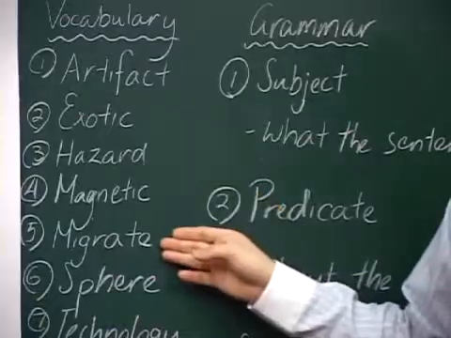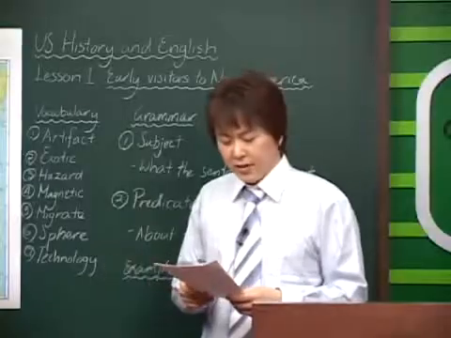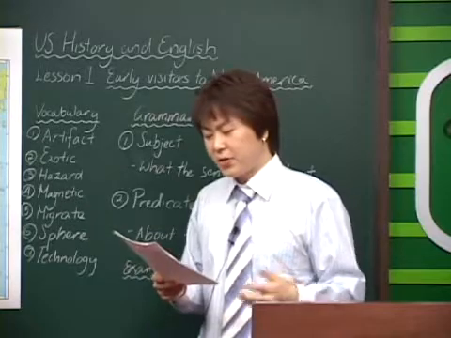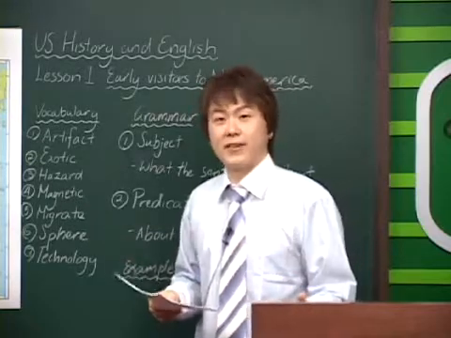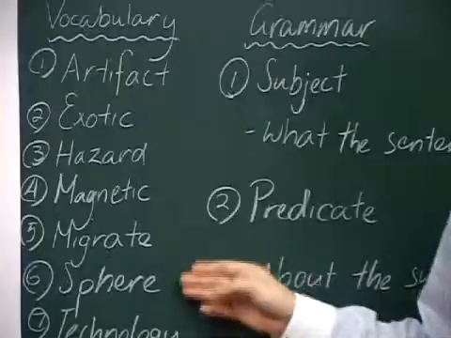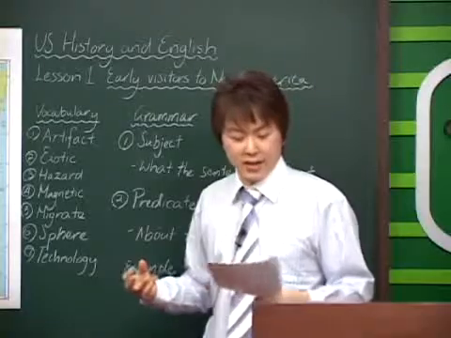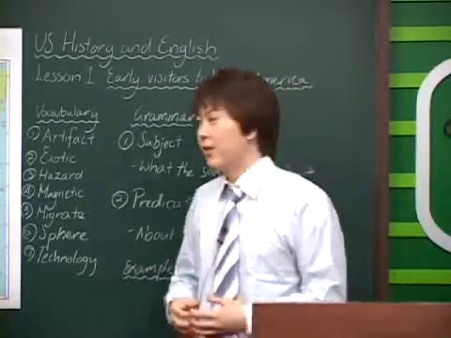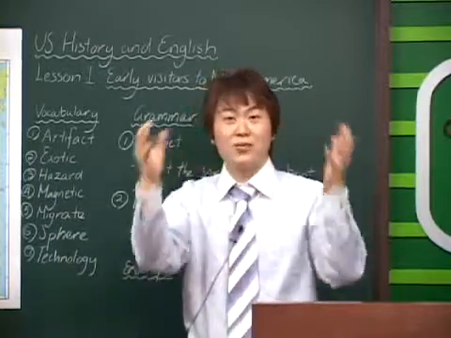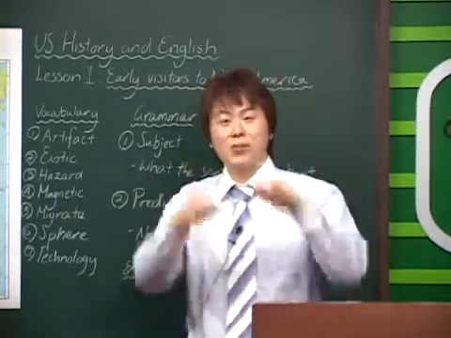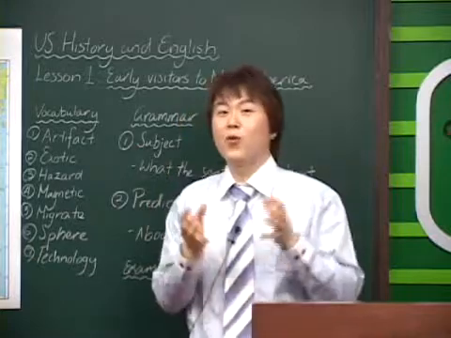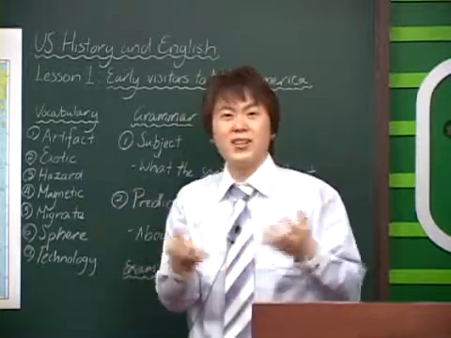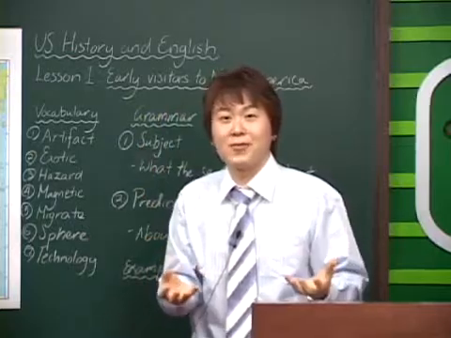Next we have number 5, migrate. What does migrate mean? It simply means to move from one country to another and settle there. And number 6, we have sphere. A sphere is a globe. Do you guys know a soccer ball? It's round, right? A globe is a round map. Sphere, a globe, is like the shape of a soccer ball or a basketball.